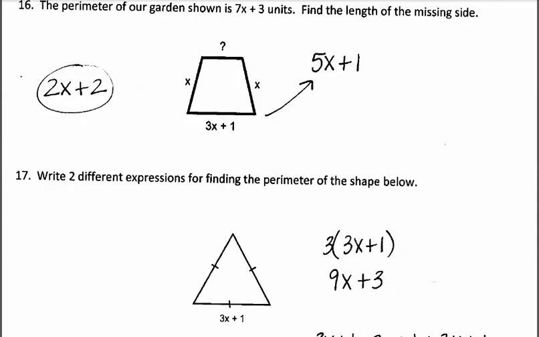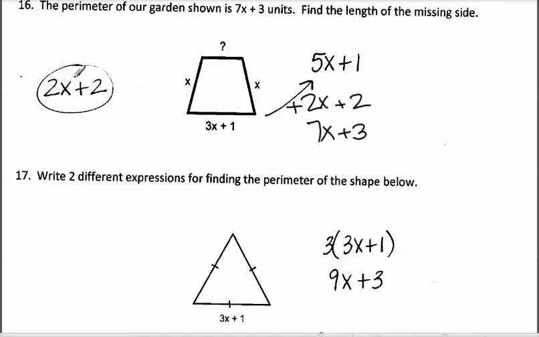Number 16 says the perimeter of our garden is shown. We have x and 3x makes 5x plus 1. We want, if the perimeter is 7x plus 3, to figure out this missing side length. So how do I get from 5x to 7x? I add 2x. How do I get from 1 to 3? I add 2. So 2x plus 2 is my answer.